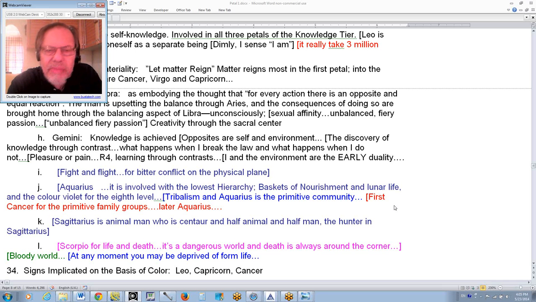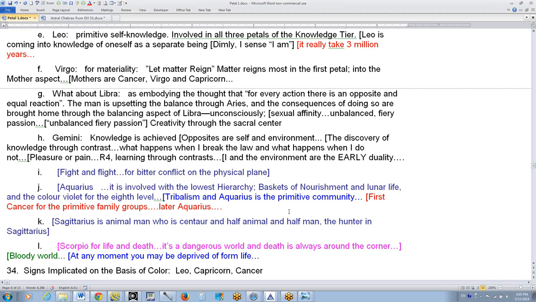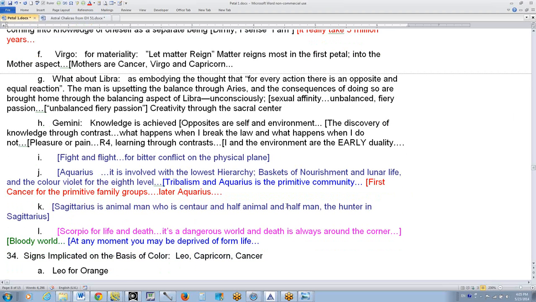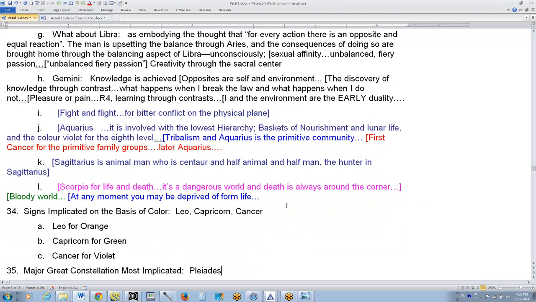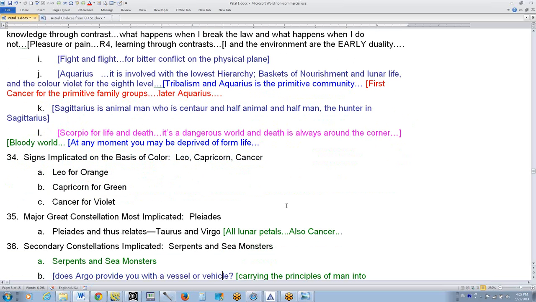What about signs on the basis of color? This is another category here. Well, then they would emphasize Leo, Capricorn, and Cancer, because Leo for orange, Capricorn for green, the need for green, and Cancer for violet, anchoring. The factor of violet, actually bringing and holding the subtle dimensions into the grosser dimensions.